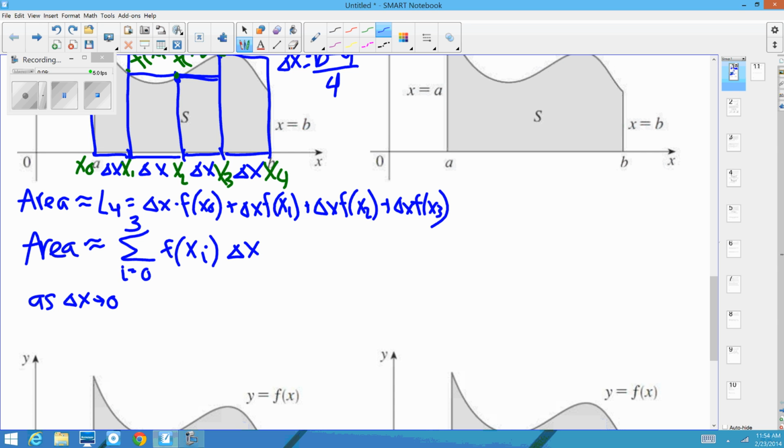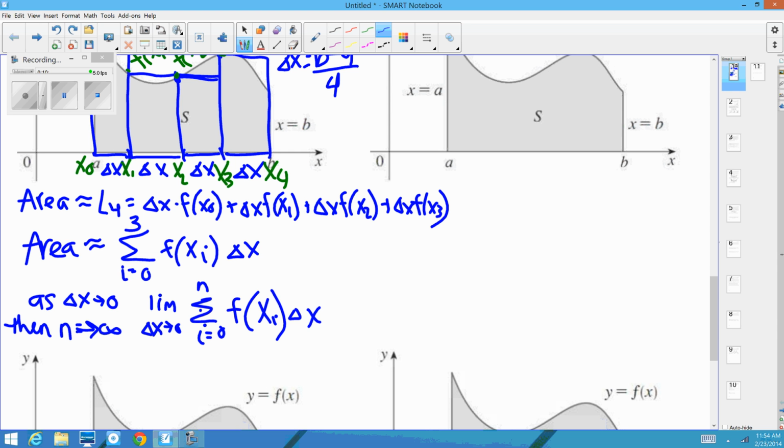Then the number of rectangles is going to get really big. That's introducing the idea of a limit. So we take the limit as delta x goes to 0 of the sum from i equals 0 all the way up to n, which we're making really big, of our function, f of x sub i, delta x. This would give the actual area, our closest approximation if we had an infinite amount of rectangles.